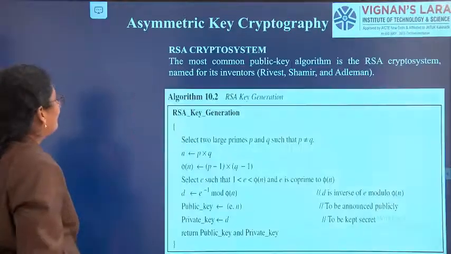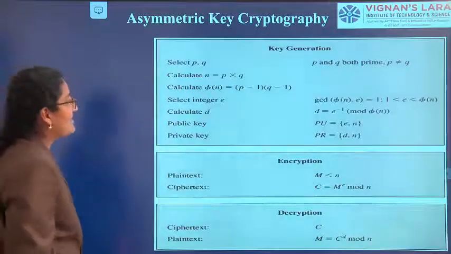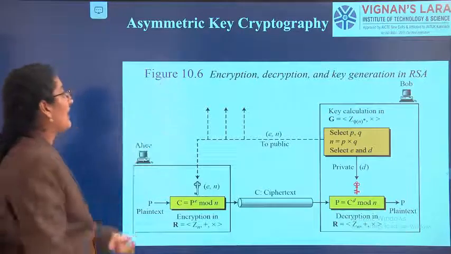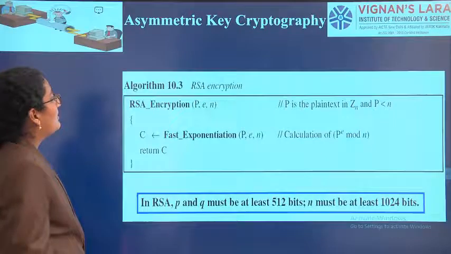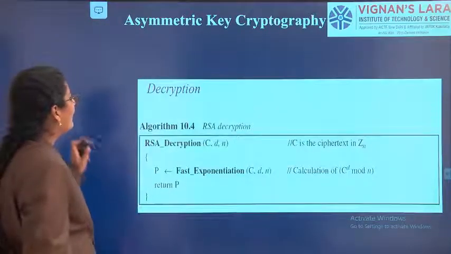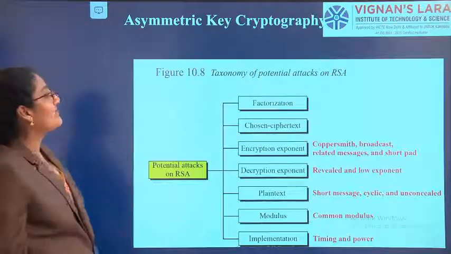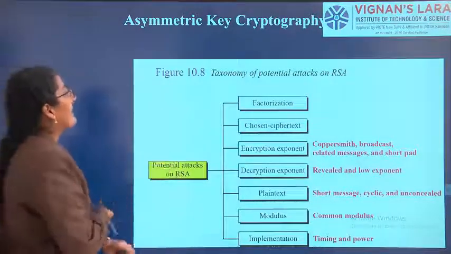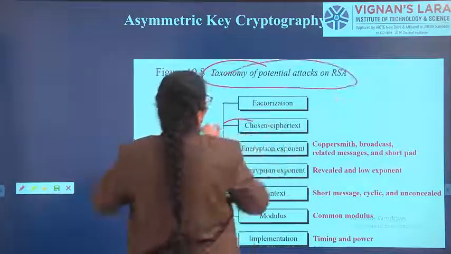Next one, the RSA algorithm. What are the steps in RSA? What is happening in the three steps of RSA? What is RSA encryption? What is RSA decryption? And next, what are the attacks we can expect on RSA? This is called the taxonomy of attacks on RSA.